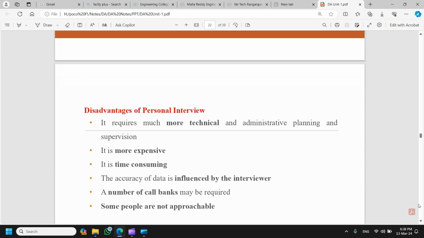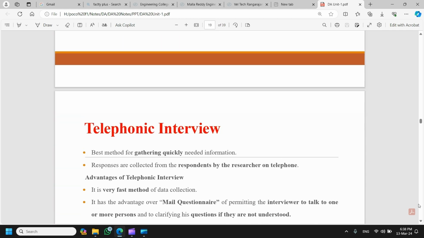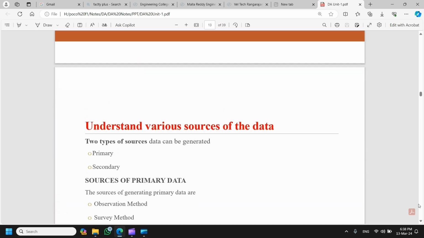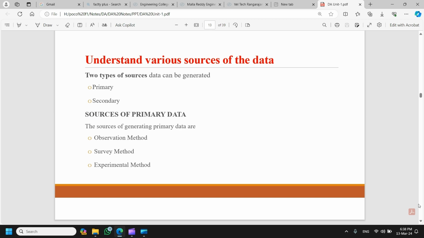Okay, now we have to revise a little bit. What are the important points? In this chapter there are two methods. First comprises various sources of data: primary data and secondary data. Under primary, there is the observation method, survey method, and experiment method.